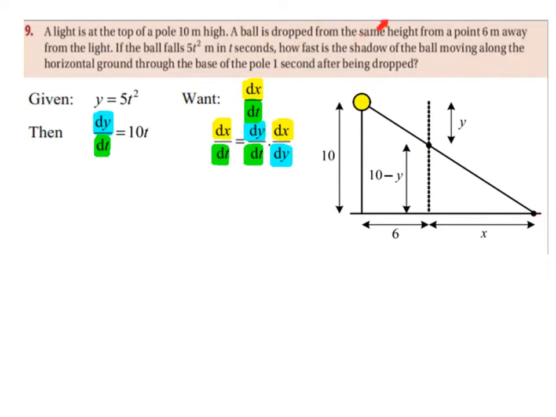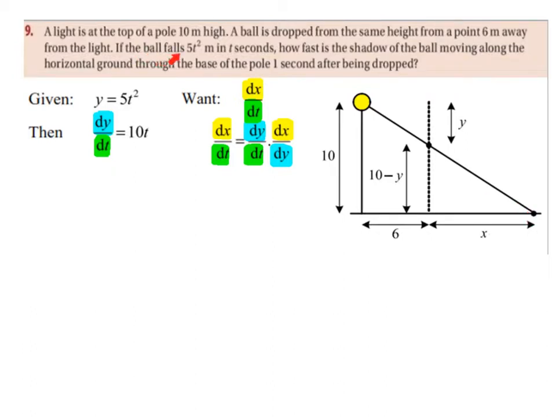A ball is dropped from the same height from a point 6 meters away from the light. So this distance here represents 6 meters, as does this distance, it's just not drawn in. So 6 meters away from the light, a ball is dropped from the same height. So this is the same height as the light. This is the point 6 meters away, and the ball is dropped. So for example, if that is the ball right there, then the light is shining down on the ball and it's casting a shadow down onto the ground.